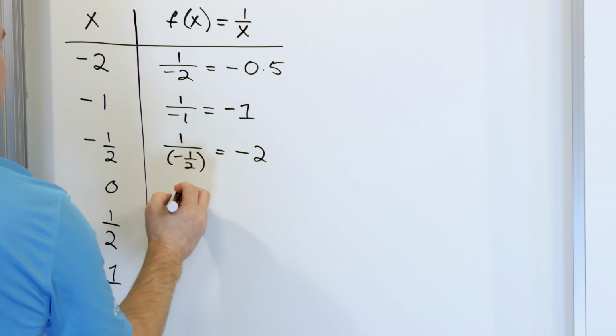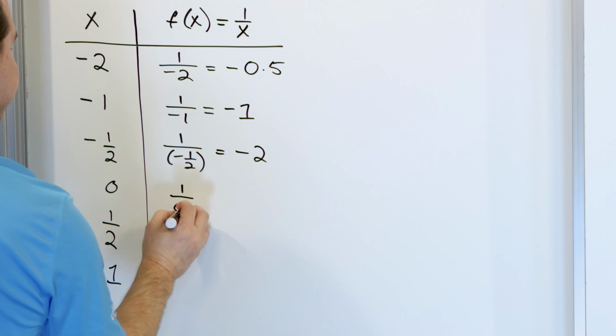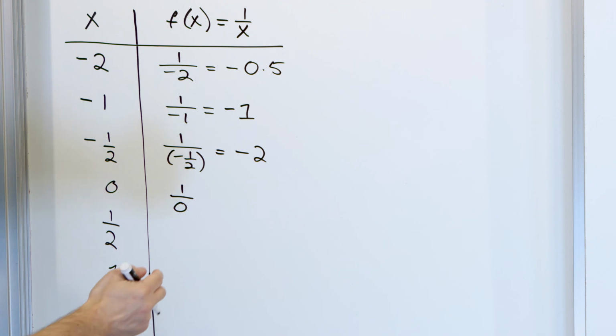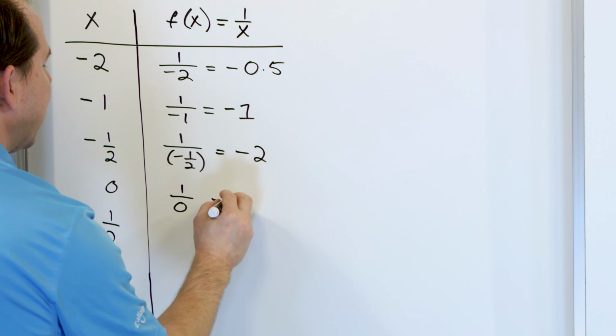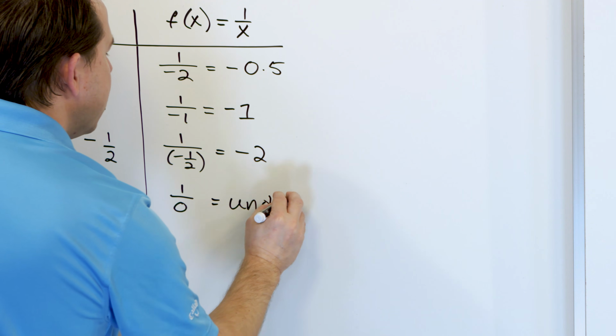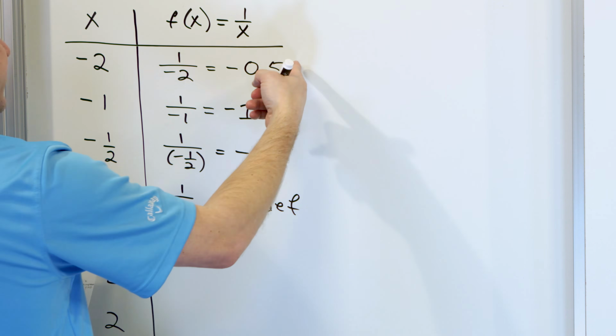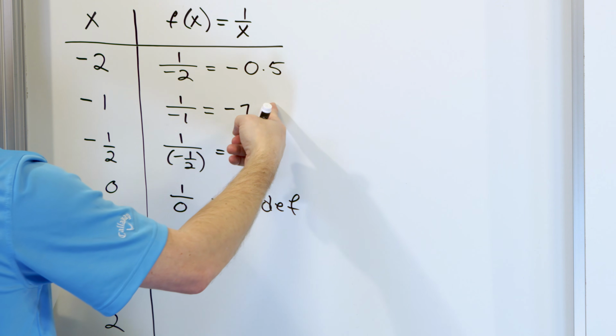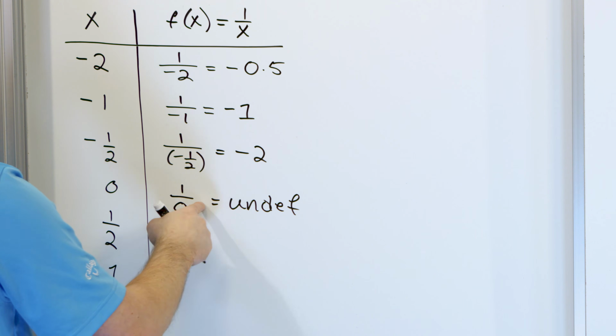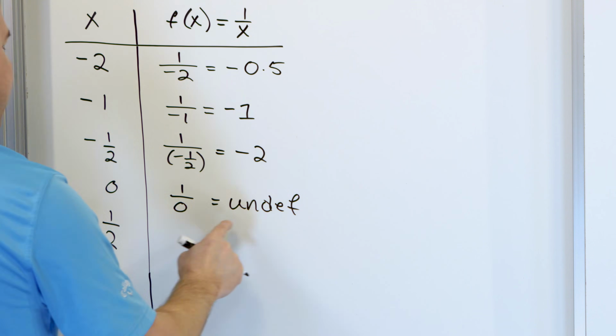Now what happens here? 1 over, taking the 0 and putting it in, 0. Well, I can't divide by 0. So you can write infinity if you want here, but I'm going to write undefined. The truth is, as you get closer and closer to 0, it gets bigger and bigger and bigger. You see what's happening on the negative side, it's getting bigger and bigger, but as I get closer, I'm going to get all the way to negative infinity.